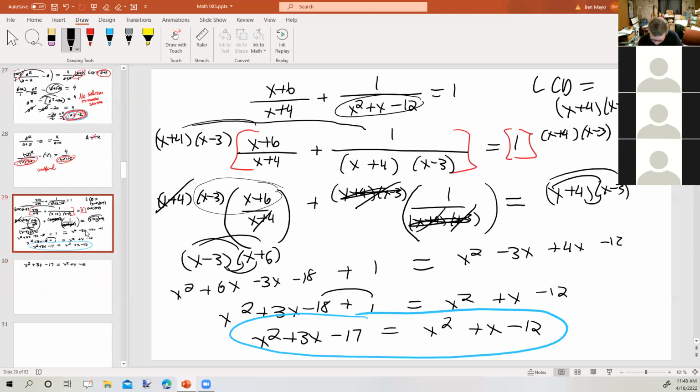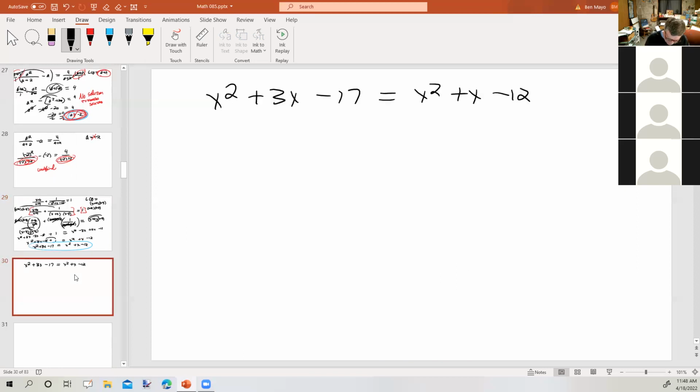Are we done with this page, or do I need to leave it up there longer? I'm done. All right, so now I'm going to subtract x squared from both sides. So now I've got 3x minus 17 equals x minus 12. So now it's no longer a second degree equation. It's just a first degree equation.